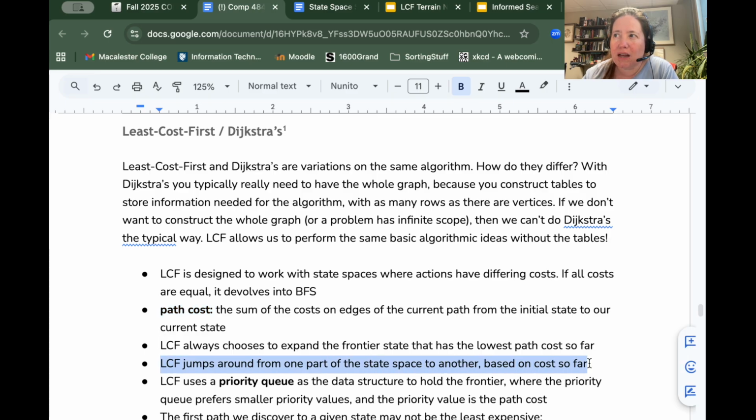One of the things to realize is that because we're basing this on the cost so far, this is not like depth first search, where we can almost imagine someone walking through a maze and then backtracking and taking another path. This will jump around throughout the entire state space. It'll explore in one direction and then jump and explore in another direction, wherever the lowest cost happens to be. It just bounces around to keep evaluating lowest costs.